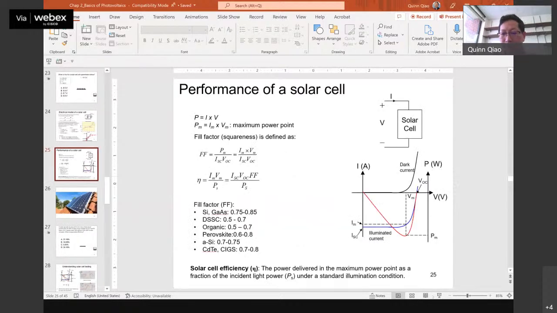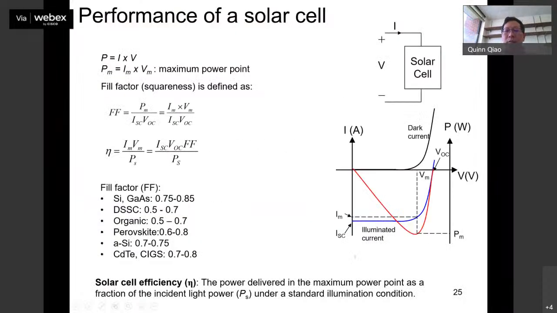Okay, so here's the fill factor. To understand the fill factor, what is fill factor, right? The definition of fill factor is basically VM multiplied by IM divided by VOC multiplied by ISC, right? That's basically this square over this big square, okay? So that's it. And it's different for different solar cells.